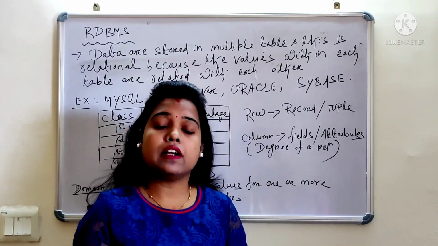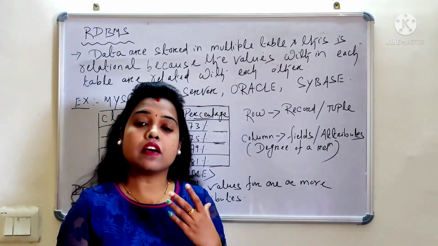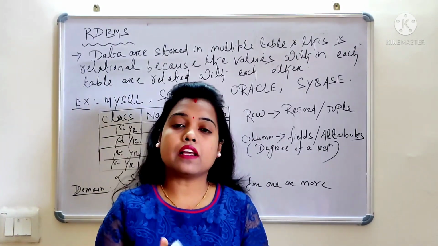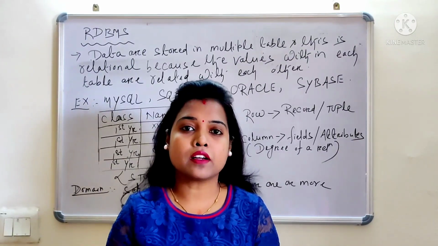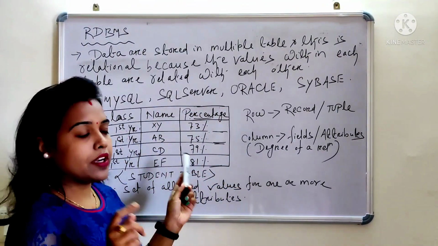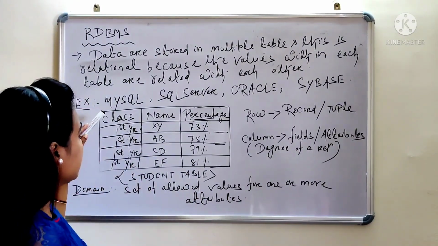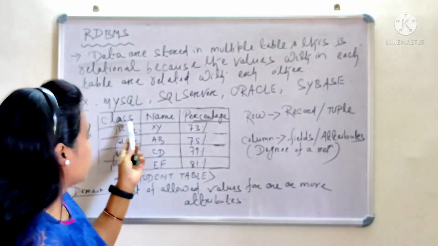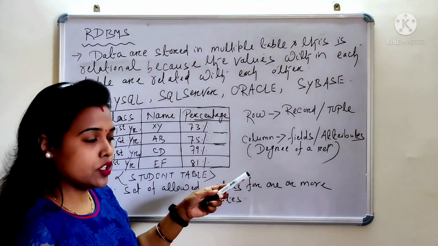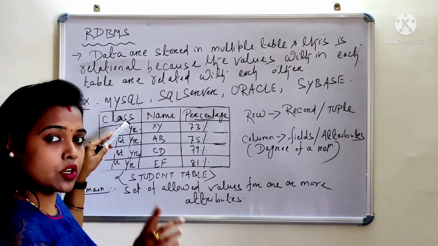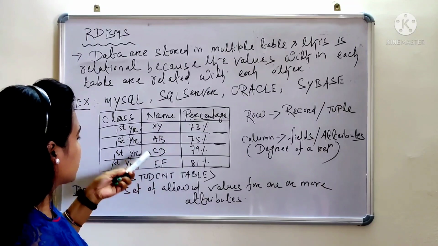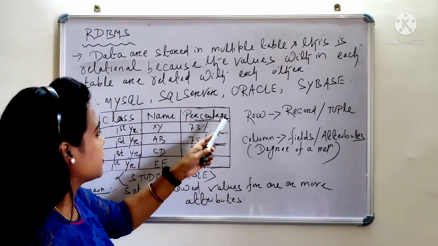Now what is a table? A table is nothing but called a relation, and a table is a combination of rows and columns. Here I have made a student table, and you can see here class, name, percentage, these are the student table information. Here the information of class will be stored, here the name of the student will be stored, and the percentage will be stored.